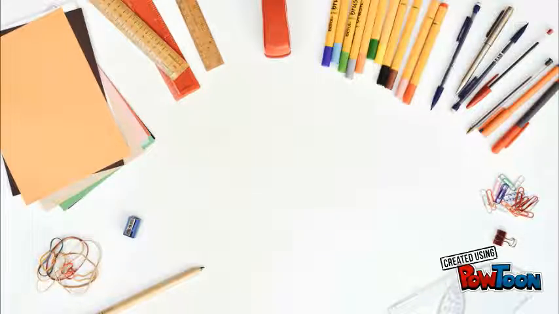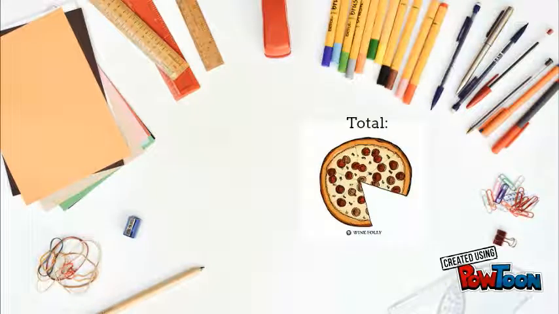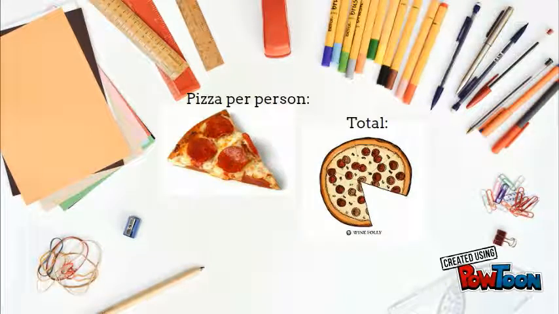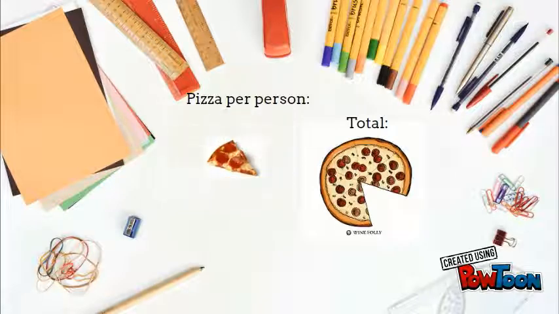A good comparison would be if everyone at a pizza party received one slice of pizza, but each individual slice became smaller as more people arrived. Thus, the amount of pizza available stays the same, but the amount of pizza each person receives is much smaller at the end than at the beginning.